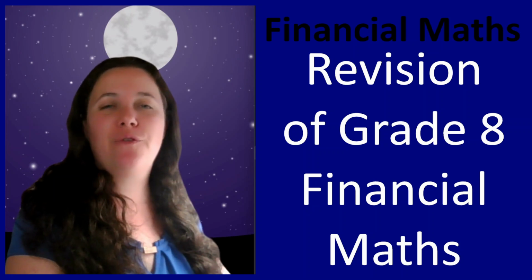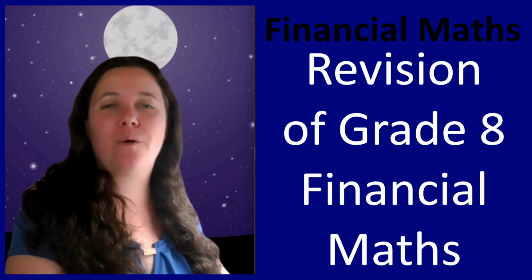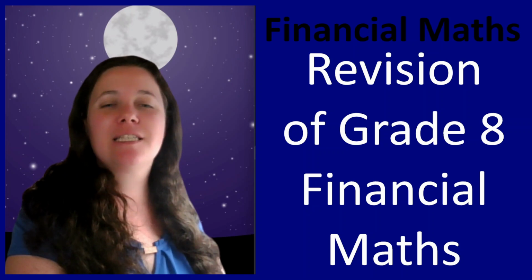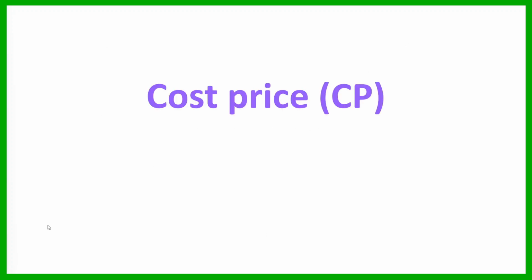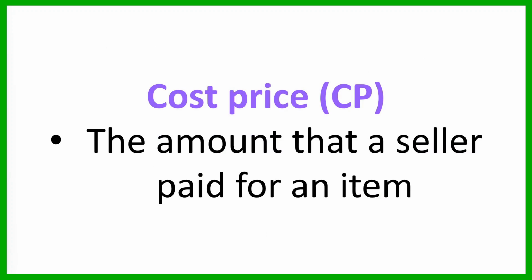Today we're going to be doing a brief review of some of the concepts that you should know from financial maths from grade 8. Let's start off by looking at profit, loss, discount, and VAT. Okay, so first of all, let's talk about the cost price, which is CP. The cost price is the amount that a seller paid for an item to start off with. It's the amount that this item cost the seller in the first place, either to purchase or to create.